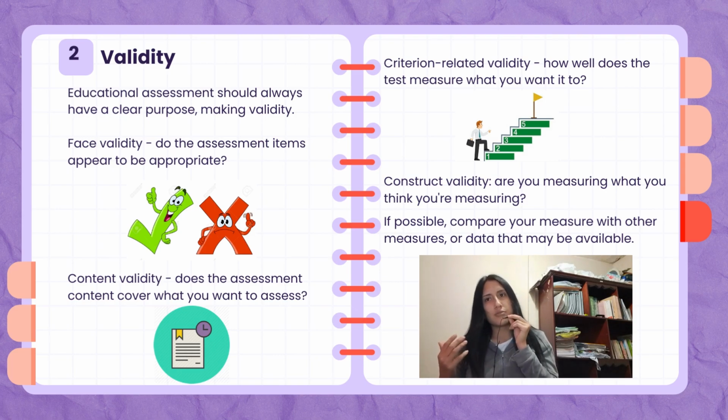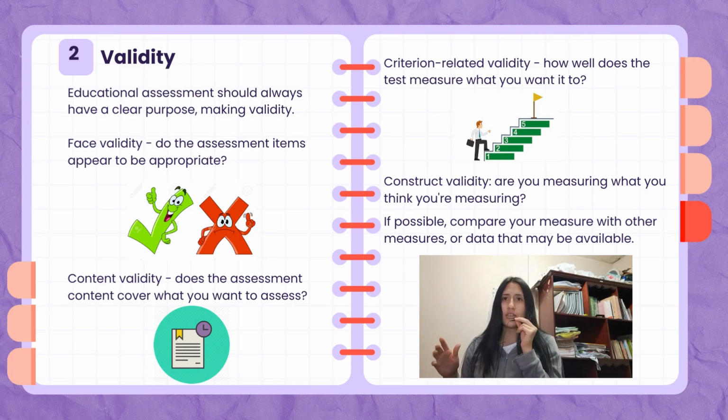So you have to keep in mind that the tests are going to be according to the student's level or according to the student's needs. The third is content validity. Does the assessment content cover what you want to assess? The tests have all the important points that you were teaching during the class. The next is criterion-related validity. How well does the test measure what you want it to? So the tests are going to measure the goals that you want to achieve. So the next is construct validity. Are you measuring what you think you are measuring?